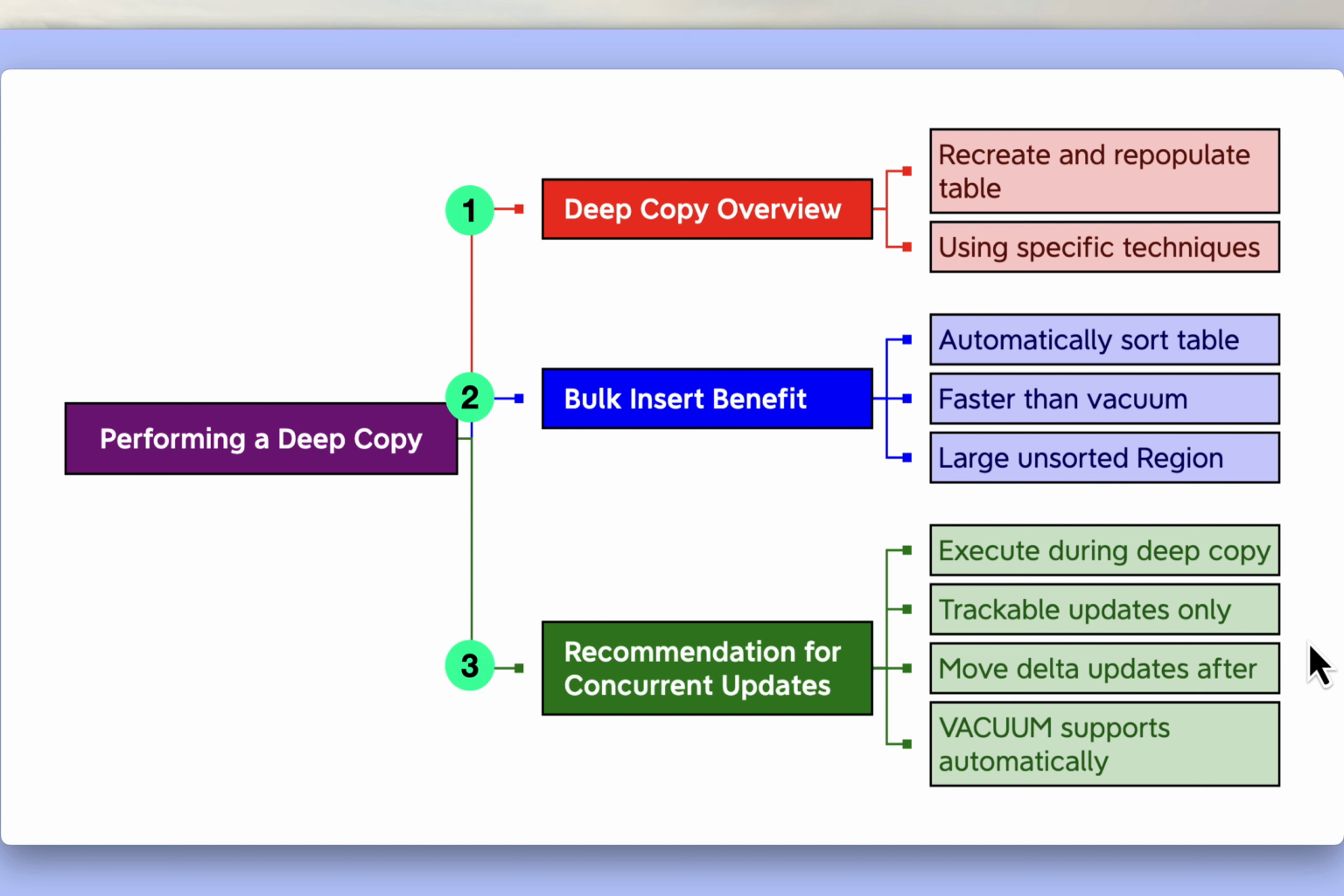3. Recommendation for concurrent updates. It's suggested to only execute concurrent updates during a deep copy if they can be tracked. After the deep copy is done, any delta updates should be moved to the new table. Concurrent updates are supported automatically by a vacuum operation.